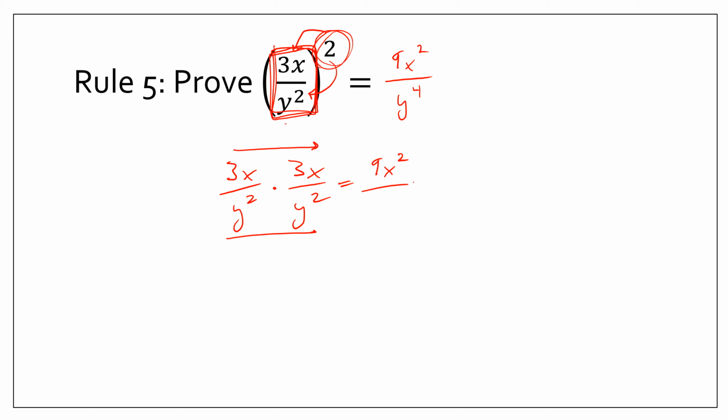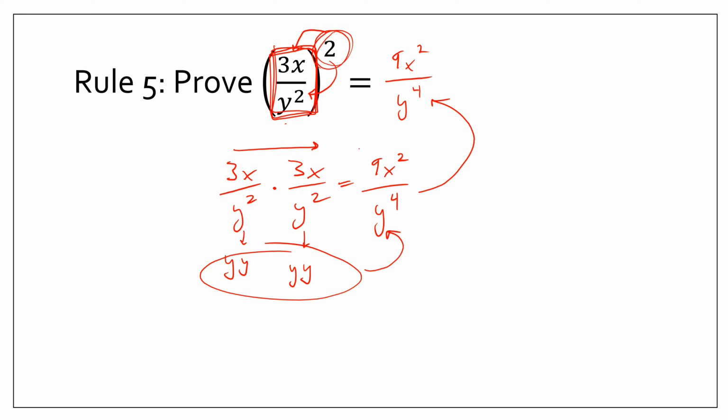On the bottom, I have y squared times y squared. If you wanted, you could just say, hey, due to the rule, y squared times y squared means add the exponents, I can just directly go to y to the 4th. Or if you feel like copying things out, you know that y squared is y times y. How many total y's do I have? Well, I have y to the 4th. So this is my answer.